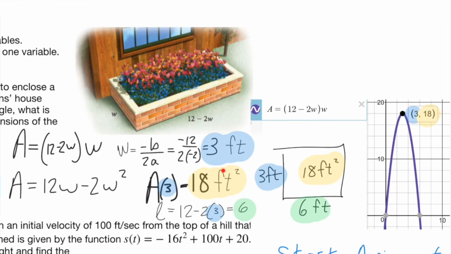But even if you didn't have the graph, you'd know that the vertex of the width is going to occur on the axis of symmetry, where negative b over 2a is 3 feet. Anyway, the width is 3, and if you plug it back into the length equation, you get length is equal to 12 minus 2 times 3, which is 6. 3 feet by 6 feet is 18 feet squared, and that's as large as this flower box can go.